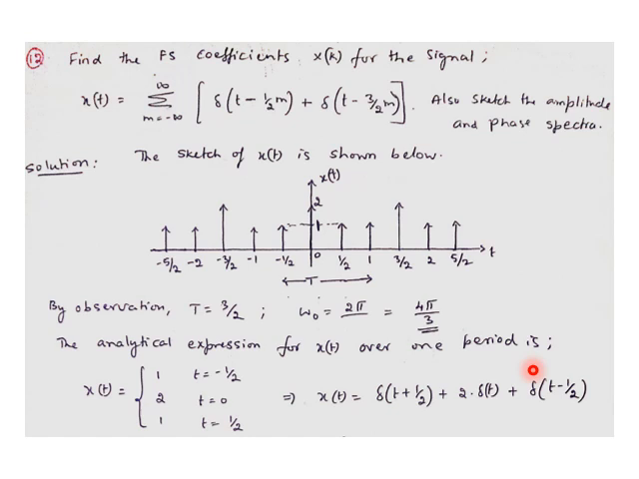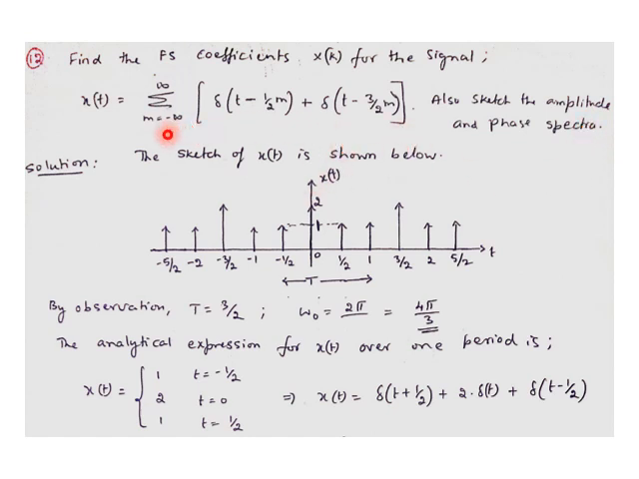So the next problem is a bit different with respect to the given x of t. It is now not a step function, but the impulse function, delta t, with different values considered. For that I have to find the Fourier series coefficient x of k, and also plot the magnitude and phase spectra.